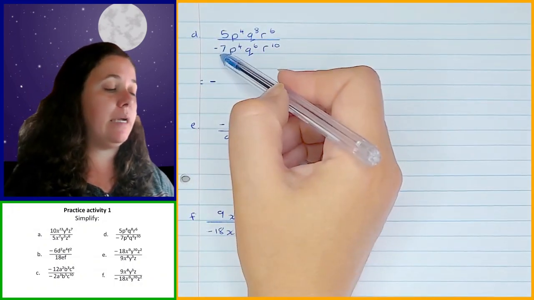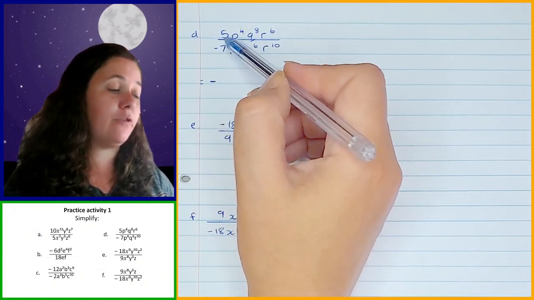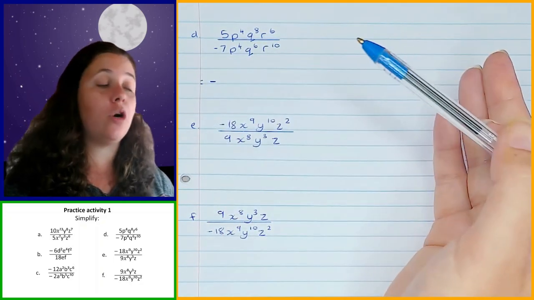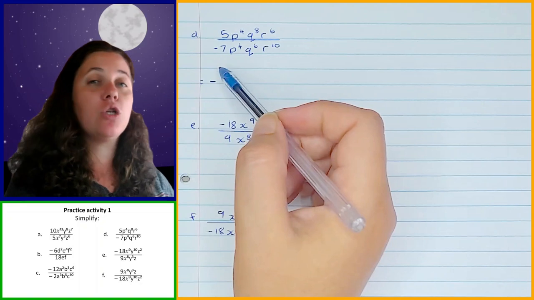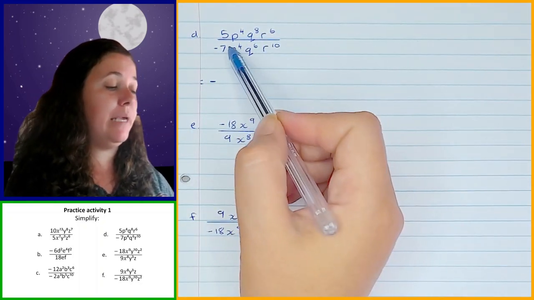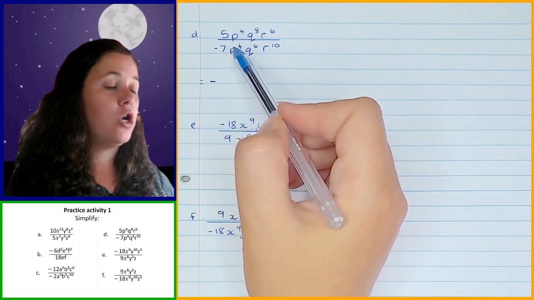Then I'm going to go onto my numbers, my coefficients. So I've got 5 divided by 7. I can't simplify that. There is no common factor for those two numbers. So it's just going to stay 5 over 7. And then I'm going to go onto my p's. So I've got p to the power of 4 over p to the power of 4.